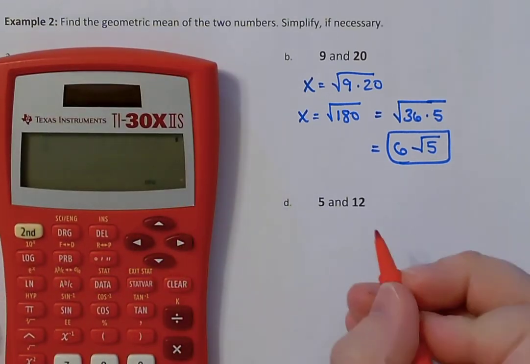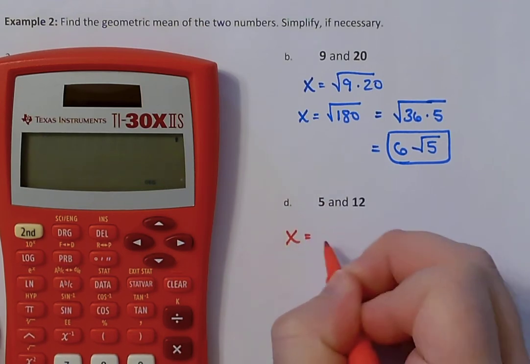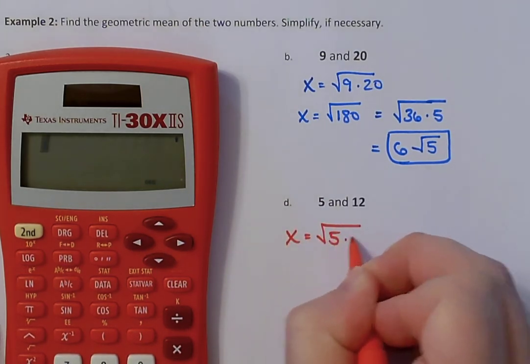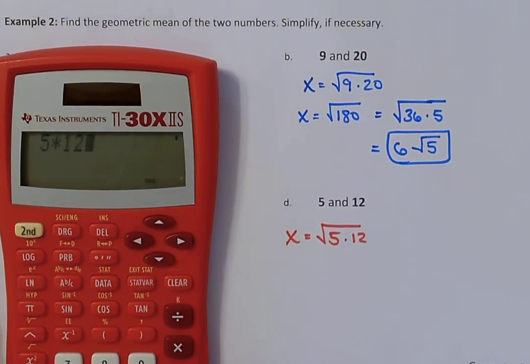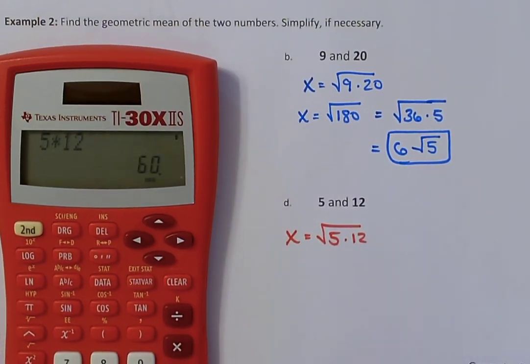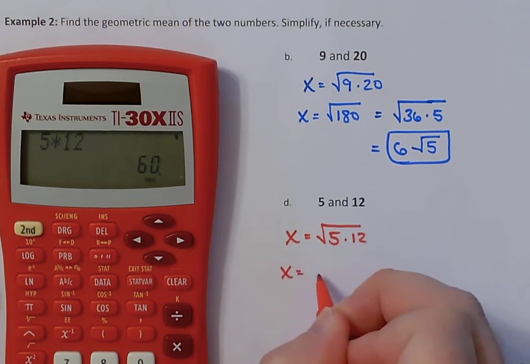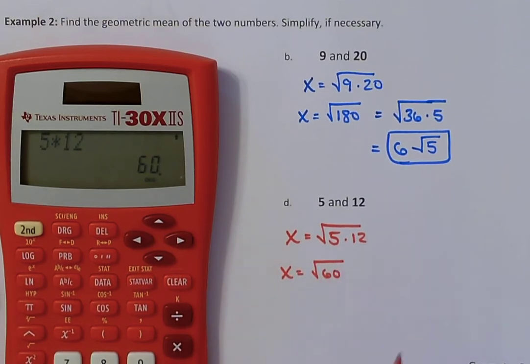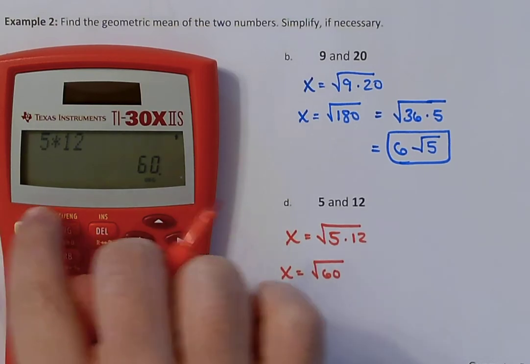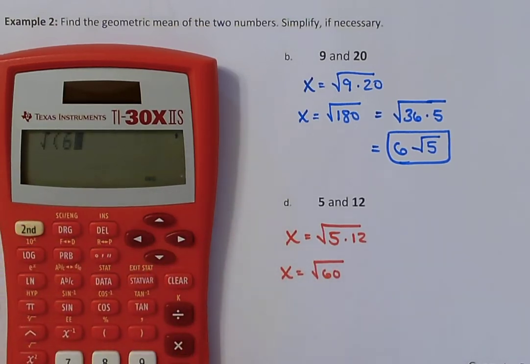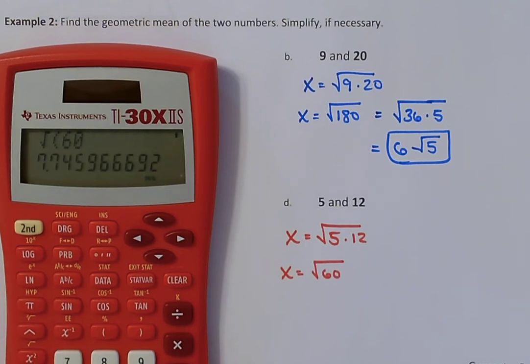So if we go through and set this up, we're going to have x equals the square root of 5 times 12. 5 times 12 is going to give us 60. So x equals the square root of 60. If I take the square root of 60, we're going to end up with 7.74 and so on. Because that gives me a decimal, that's not what we want. So we need to go through and simplify this just like we did for part B.